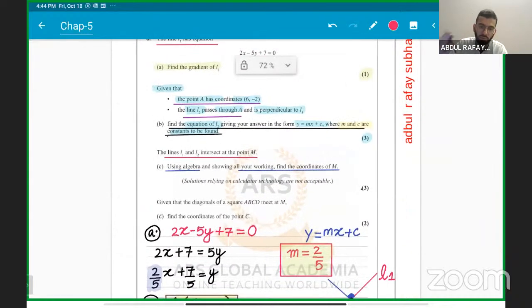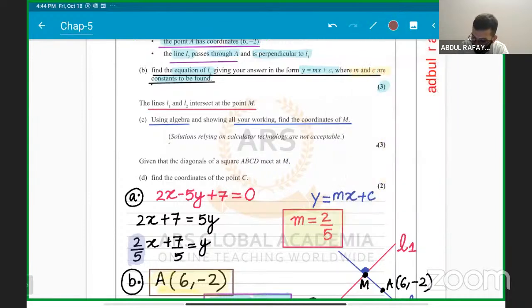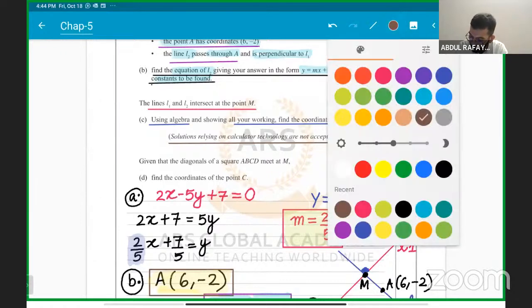A lot of students might have missed out the marks on this, but still not a problem. You have to get as many marks as you can get. 3 plus 1 is 4, 5, 6, 7 we have got. Let's try to get the remaining 2 marks as well. The examiner has clearly told that any solution relying on calculator and technology will not be acceptable. So make sure you show the working.